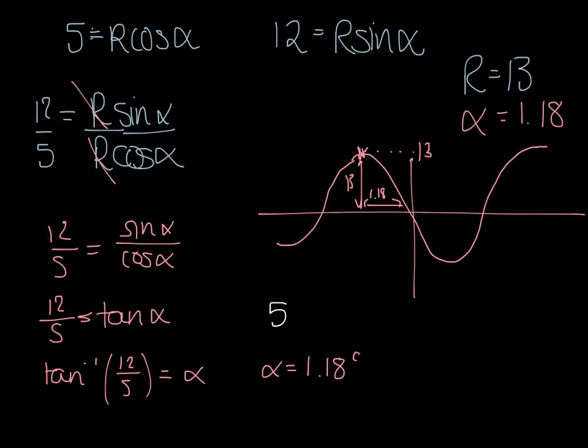5 cos theta minus 12 sine theta is equivalent to this structure that we thought of, r, which is 13 cos theta plus 1.18.